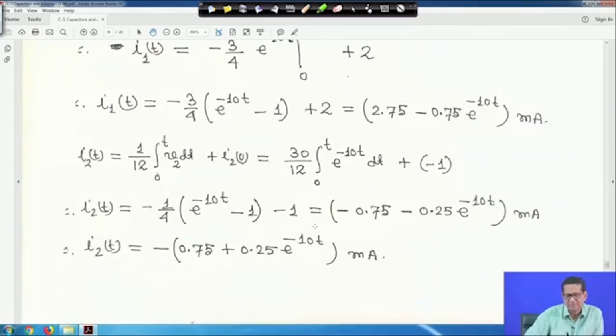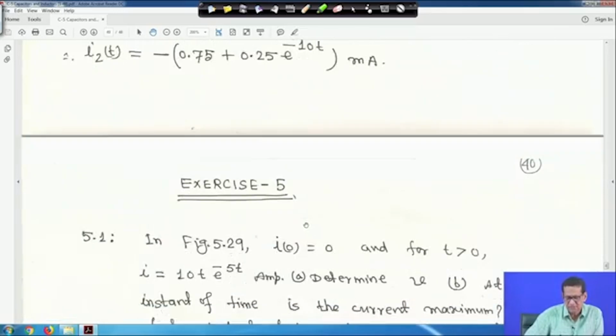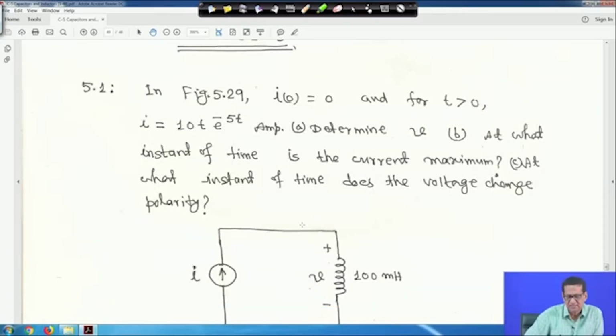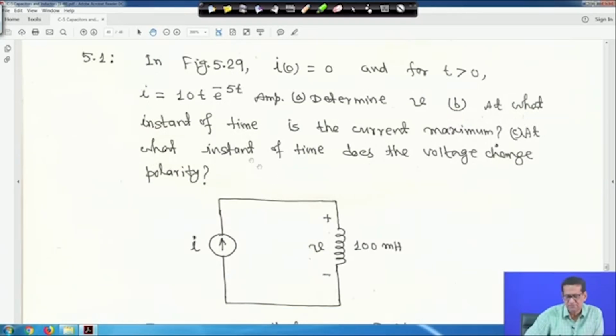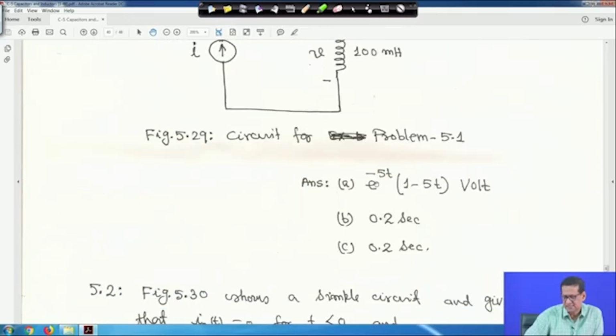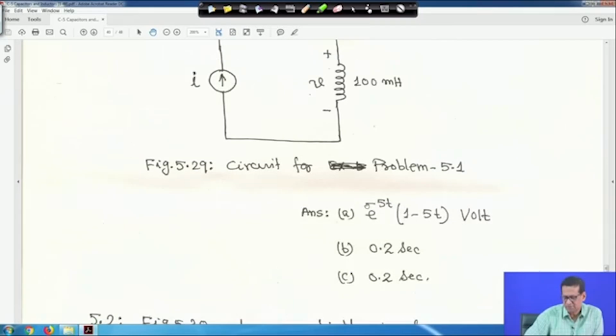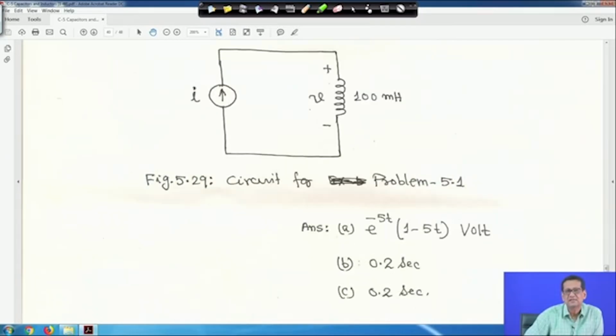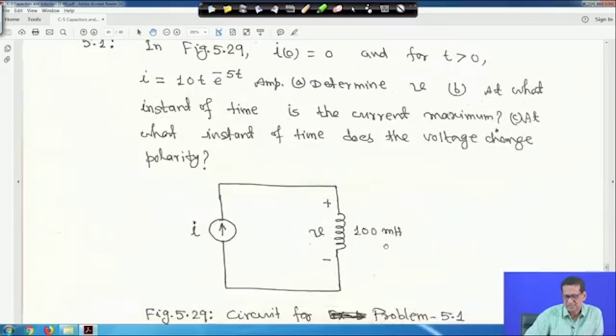With this, the capacitors and inductors topic is closed. Examples 1 and 2 are given here; you will solve example 1 for that. Read it, I am not reading it, everything is given here, and the answer is also given. Only one problem I am giving here, and this is the answer, and this is your problem.